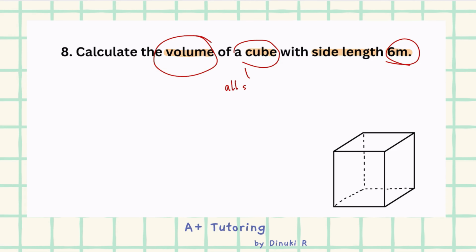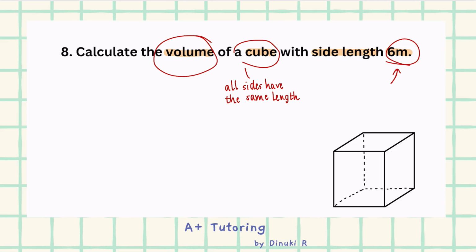Cube means that all sides have the same length, and that's why we've been given this piece of information, right? A cube is just like the 3D version of a square. Squares have equal lengths, same with a cube, equal lengths.